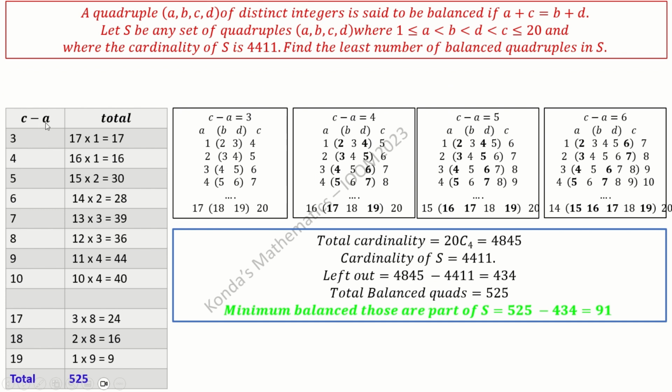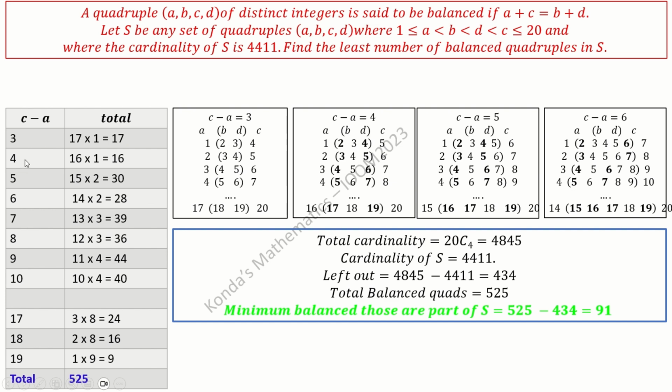Okay. So C minus A is 3 minimum, right? With this we'll get 17 combinations. What are those 17? You start with 1, 2, 3, 4 or 2, 3, 4, 5. Everywhere if you see, C minus A is 3. Then start with 3, start with 4, up to 17. So your total combinations is 17. And here 2 and 3 are fixed. You don't have any other option.